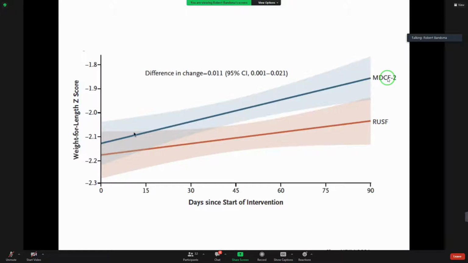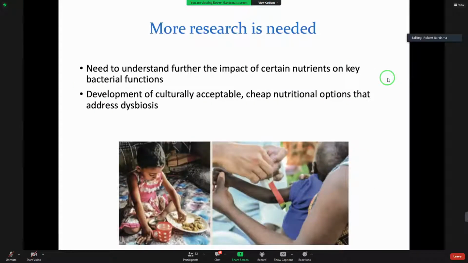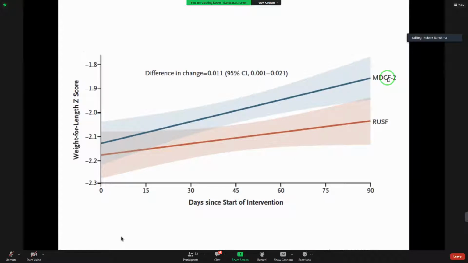So if they gave this specific microbiome directed food, that weight gain was found to be larger than in the traditional nutrition habilitation food or supplementary foods that was given. So this is where the field is now, and this is where the field is going to. And you can see that many of the really exciting research is actually coming from studies in lower resource settings, where the prevalence of poor nutritional status is really, really high.